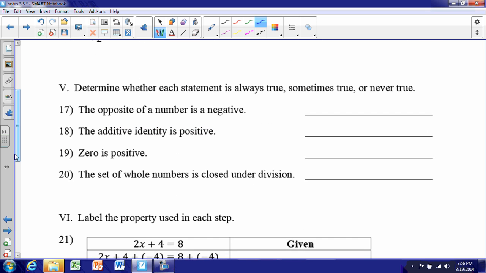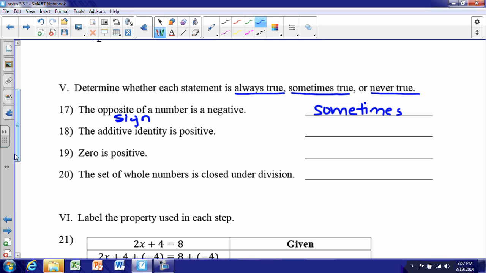All right, the next set of questions is a little different because you have to decide if the statement is always true, sometimes true, or never true. Okay? So for 17, it says the opposite of a number. Now that does mean sign. The opposite sign of a number is negative. Well, that's true sometimes, but what if the number was already negative? Then the opposite would be positive. So this one is sometimes true.